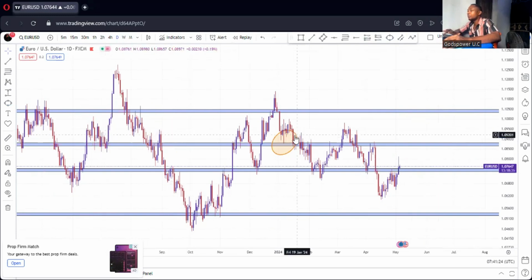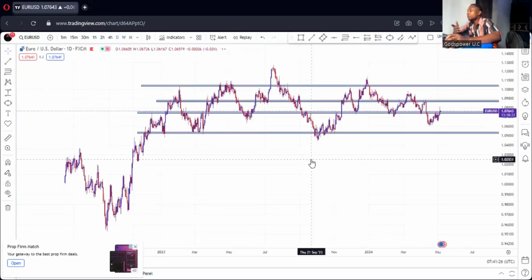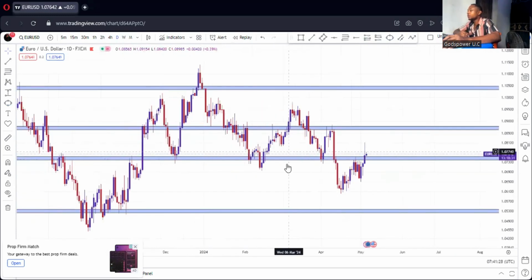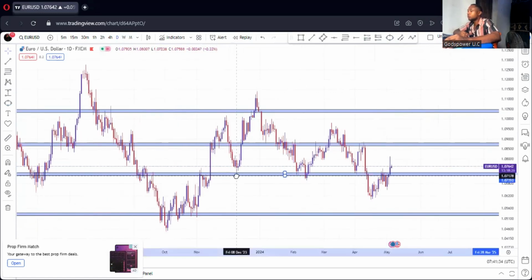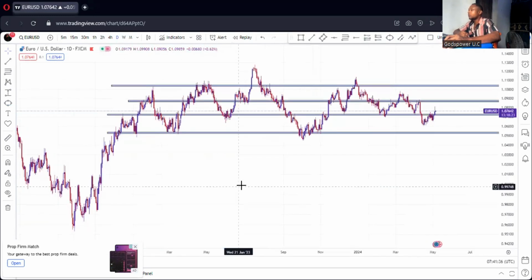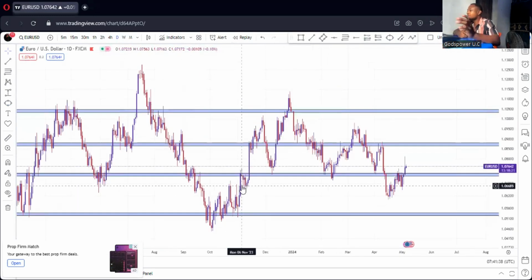So these are my important levels, my areas of interest. So I can come down to make this, let's make this a bit more complete. Yeah. So guys, this is it.